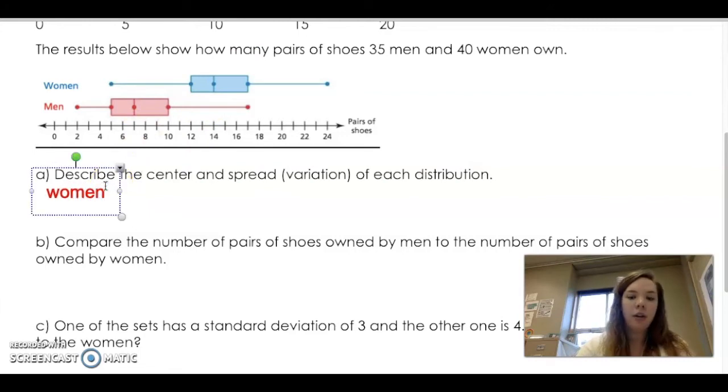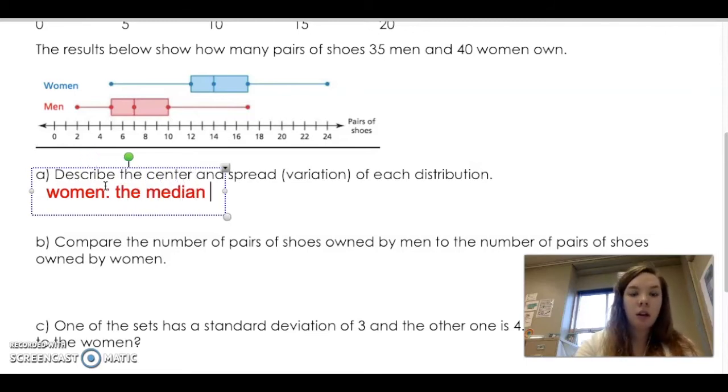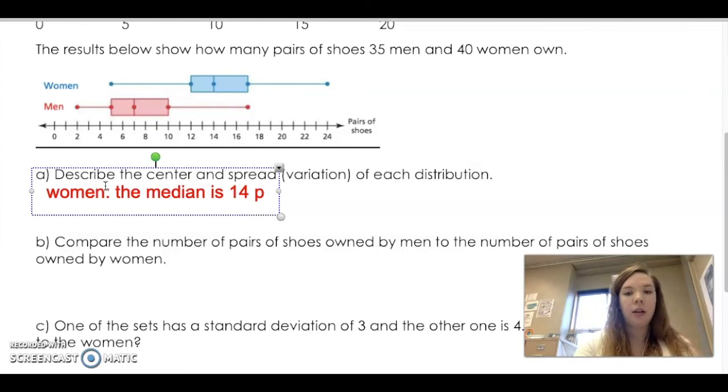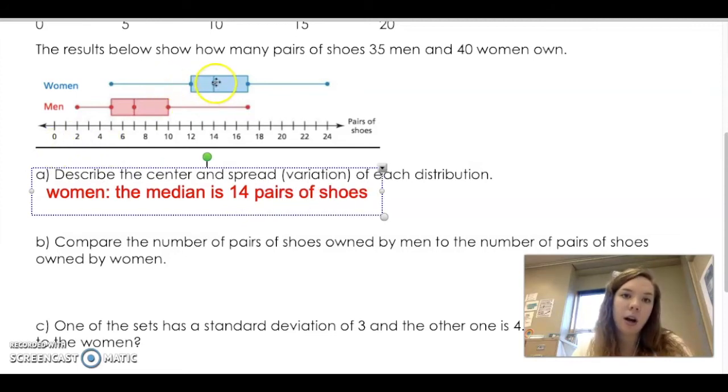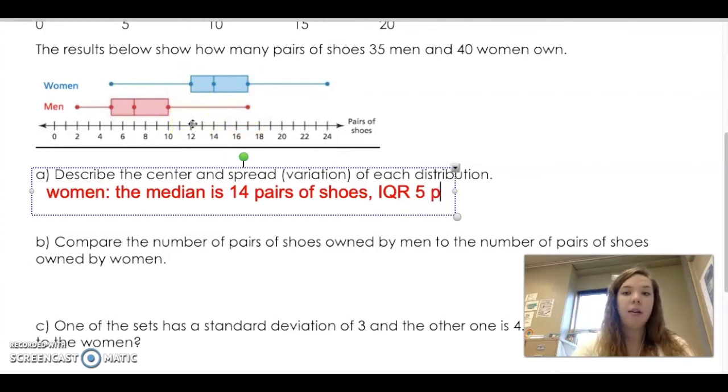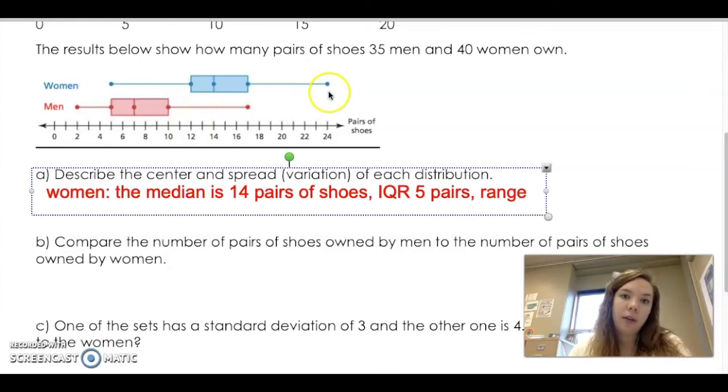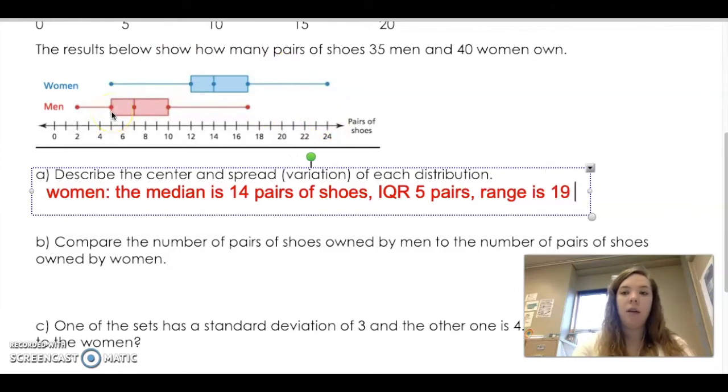The center means we really want to talk about the median. So the median is 14 pairs of shoes, because that's where our center line is here, 14 pairs of shoes. Then it says the spread, the variation of each distribution. We'll put IQR because that's the more accurate one. We have 17 minus 12, which would be 5 pairs. And then the range overall, where we have 24 minus 5, is 19 pairs.